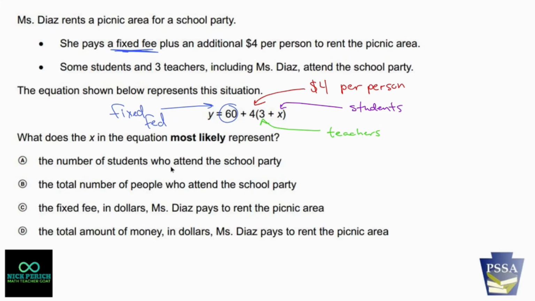The number of students who attended the school party, yeah, that's what x is. The number of people who attended the school party, nope, 3 plus x is the total number of people that attended the party. The fixed rate in dollars, nope, that's 60. And the total amount of money in dollars she pays, nope, that's going to be y. Okay, so x, students, easy peasy.